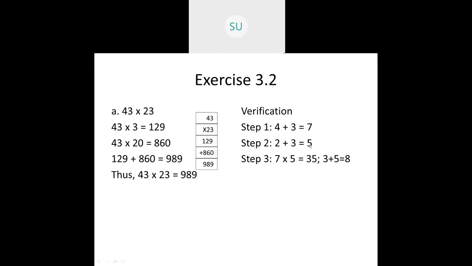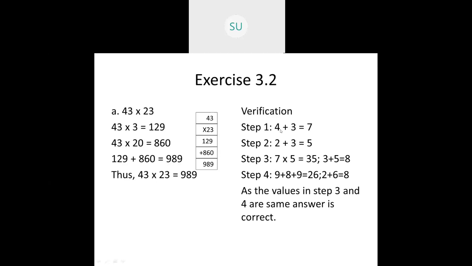Now we find the product of the digit sums. So 7 into 5, which is 35. Now 35 we add again, 3 plus 5, 8. So that is 8. And then the digit sum of the product, that is 989. So 9 plus 8 plus 9 you get 26, and 2 plus 6 you get 8. Now step 3 and step 4 have the same answers. It means that your answer is correct. Both are equal to 8. Okay, so this was the first question.